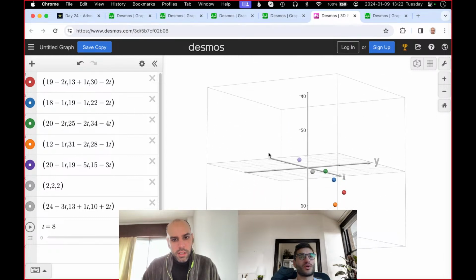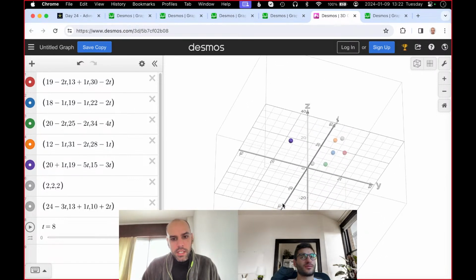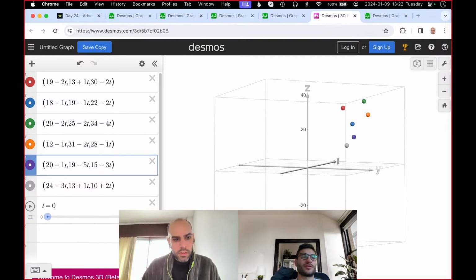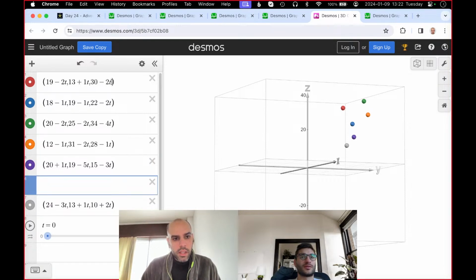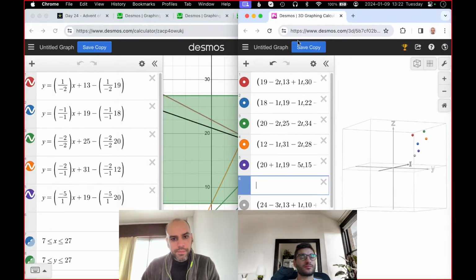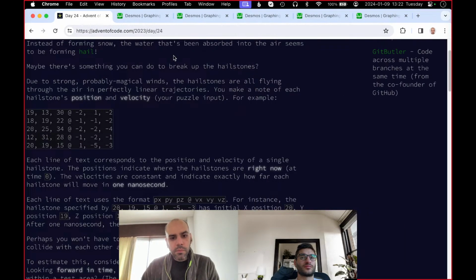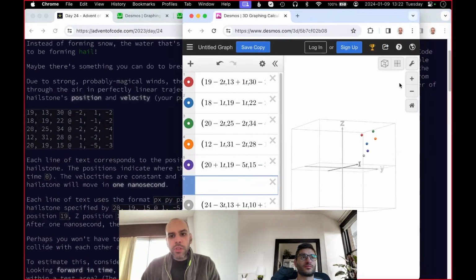And what is t at this point? t is the time, and it's this slider. Oh, you created t. That's really nice. Yeah. And these equations, you will see a similarity between them and the input data. 19, minus 2, 19, minus 2. So it's just the 3 coordinates and initial position and velocity.